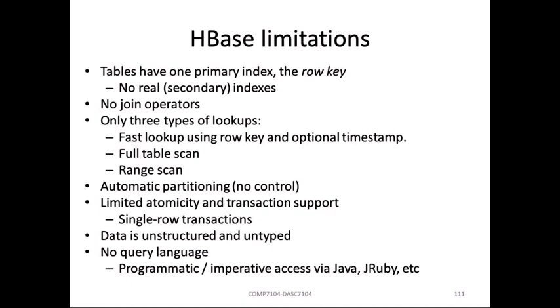There are no other ways of indexing the data. There is just one primary index by the row key, let's say. The API, the query language is very simple, no join operations, only lookups by key, basically, or full table scans, or sometimes range scans. All the aspects such as partitioning are automatic, so not under control of the user.